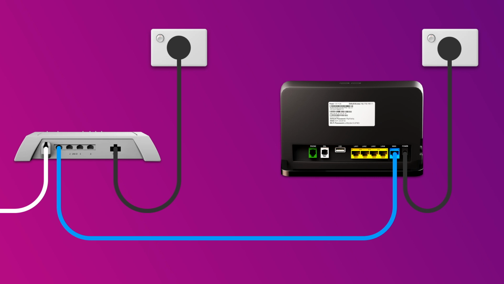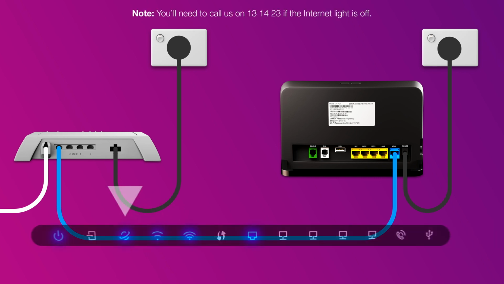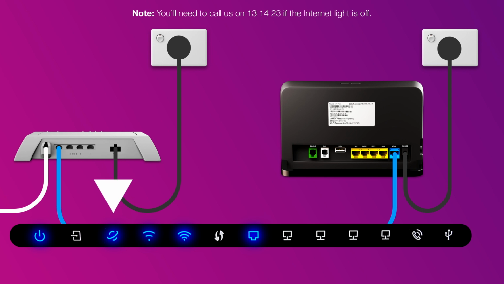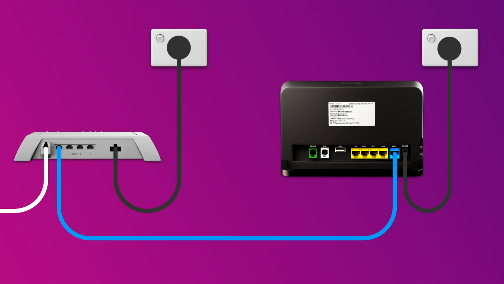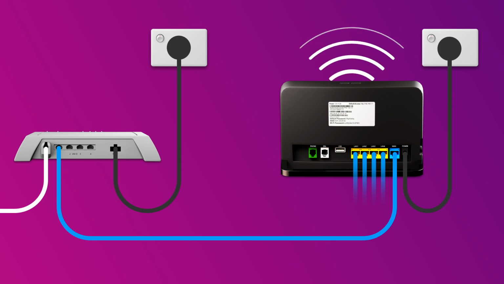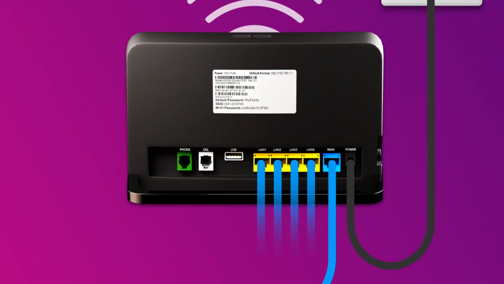Once you're done, check the lights on your modem. If the internet light is blue, you can start connecting your devices and get online. You can use additional Ethernet cables to connect devices to any of the four yellow LAN ports on your modem. Otherwise, you can just connect devices via Wi-Fi. You'll find the Wi-Fi name and password on your modem's barcode sticker.